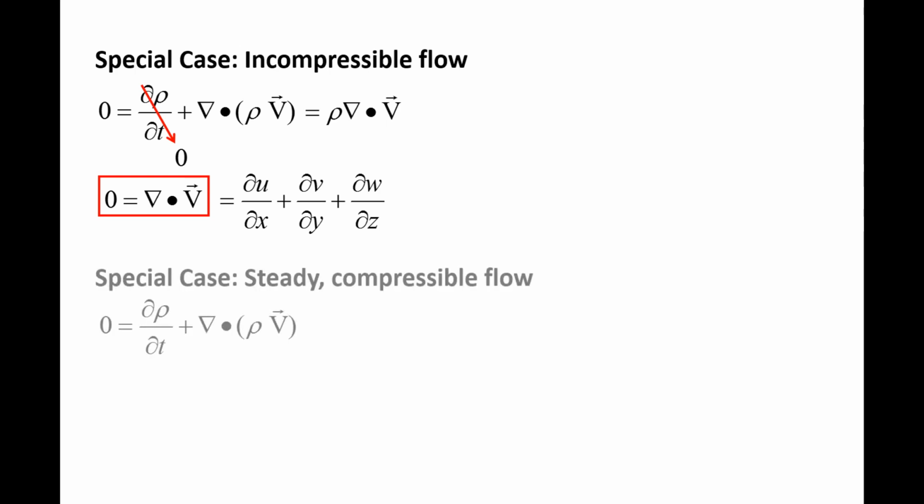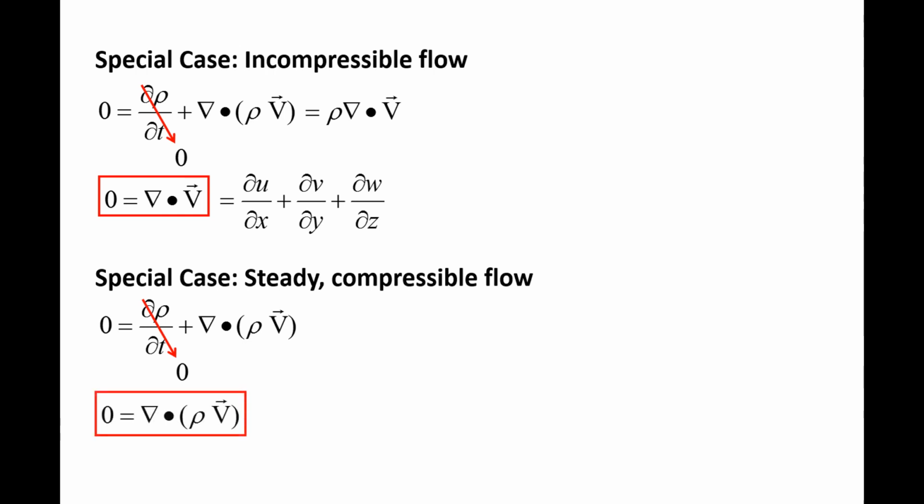The second special case is steady compressible flow. For steady flows, the density field is constant in time, so the time rate of change of density is equal to 0. However, density may vary in space, so we cannot pull density out of the dot product. The continuity equation becomes the divergence of density times velocity is equal to 0. Expanding this term, we obtain partial rho u partial x plus partial rho v partial y plus partial rho w partial z is equal to 0.